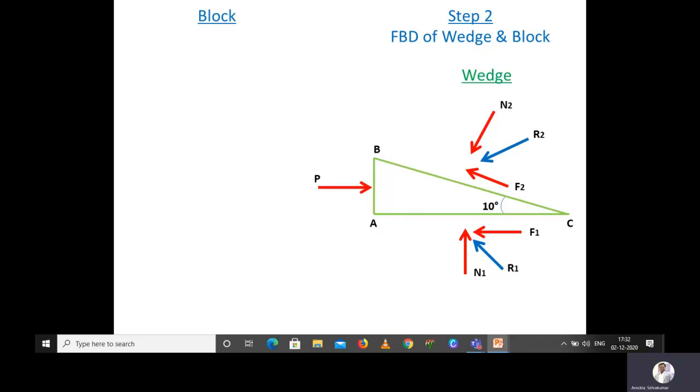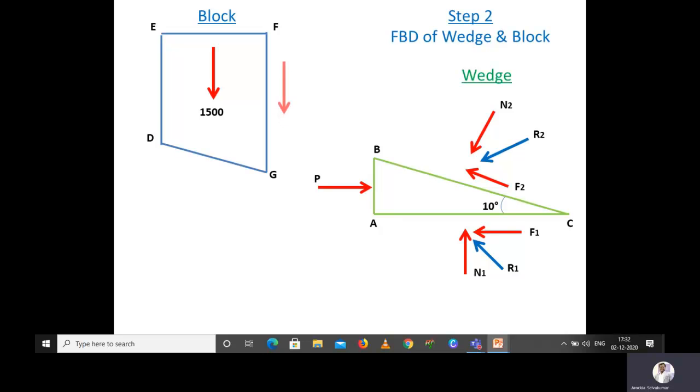Now we are moving to the block. So the block will have a load of 1500 Newton. Because we are applying a force, minimum horizontal force towards right, the block will move up. Because of that, the frictional force will act towards down. So here I am taking this frictional force as F3.